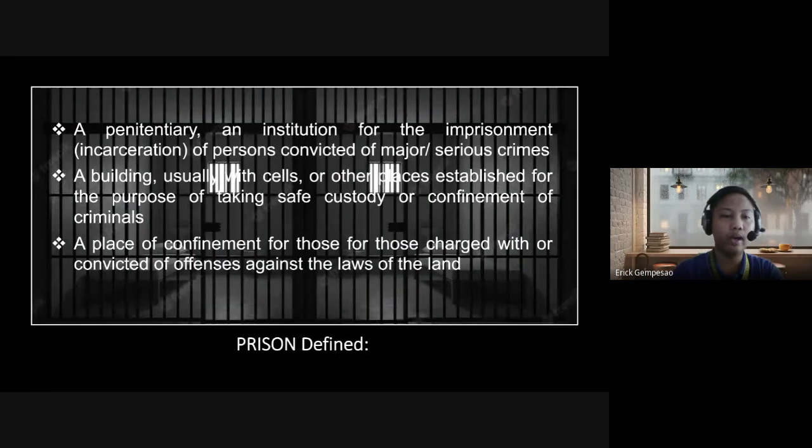Okay. The third one is a place of confinement for those charged with or convicted of offenses against the laws of the land. Again, this is very broad because this definition also covers those persons charged with an offense or those convicted of an offense. Okay, so the definition of prison is actually the confinement of a person, whether because of criminal charges or because he is serving his sentence. Still, it is a prison. The fact that the person was confined in a particular cell or facility or institution, that is prison. Okay?